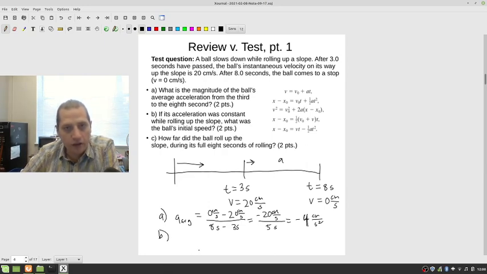And if the acceleration was constant while rolling up the slope, what was the initial speed? Well, you can simply use V equals V naught plus A t.